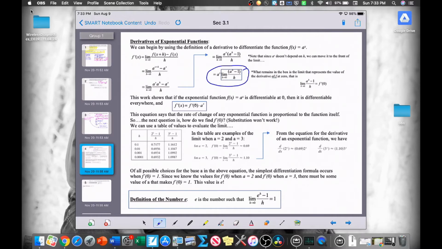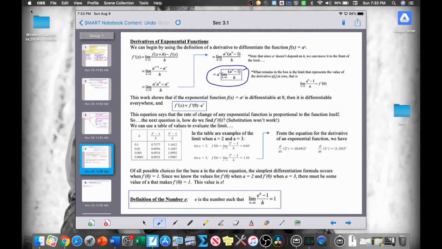So basically, that bit of work there just shows that any exponential function with a base of a, where a can be any number, if it's differentiable at 0, then it's differentiable everywhere, and that the answer to the derivative is always going to be the function itself, a to the x, times the value of the derivative at 0.